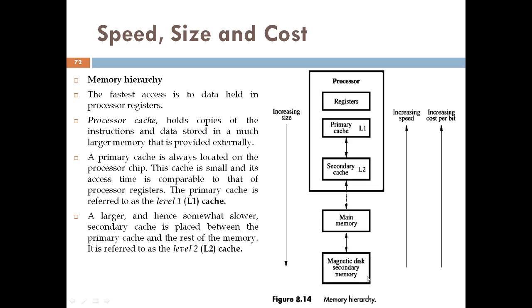The last level is magnetic disk or secondary memory storage. It is very huge and can store a huge amount of data, in terms of terabytes and petabytes. Now it is zettabytes and all. Here the speed is very less compared to main memory. It will take much time to access the data from this magnetic disk, and it is inexpensive compared to all other memory levels.